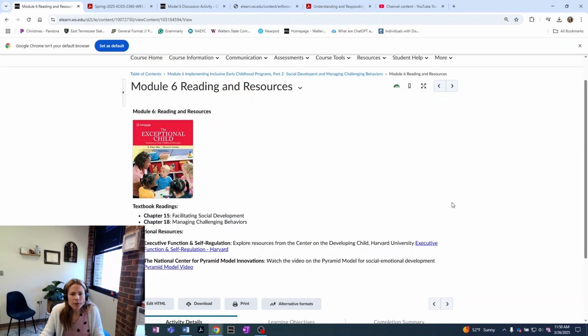Now, what are you going to be reading? You have 2 chapters. I know I mentioned 3, but these are the 2 you actually are responsible for. You will need to read chapter 15, Facilitating Social Development, and then chapter 18, Managing Challenging Behaviors. The other chapter that's listed inside the syllabus can be an additional resource for you.